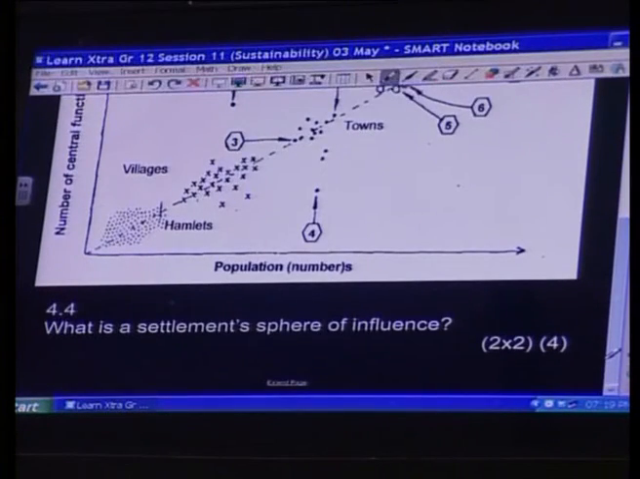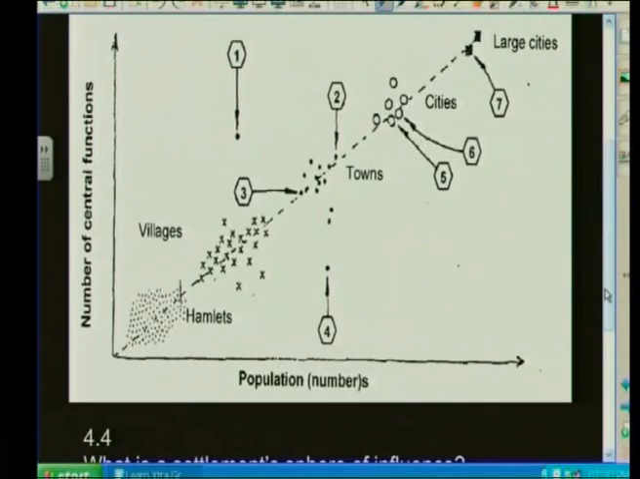What is a settlement sphere of influence? Our keyword for sphere of influence, correct, population size. Let's look at the diagram. If we note the following, the large city is represented right at the top with the largest number of functions as well as the highest population. However, the number of central functions in rural settlements and its populations are much lower.